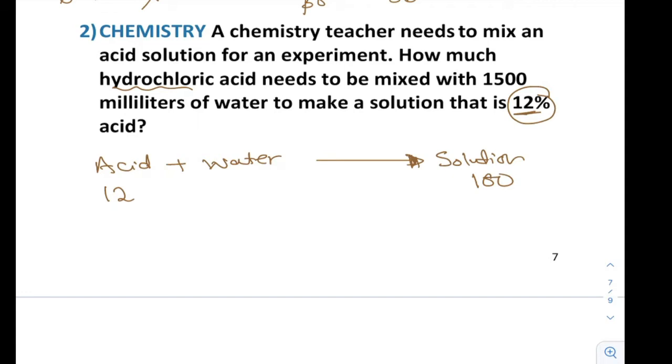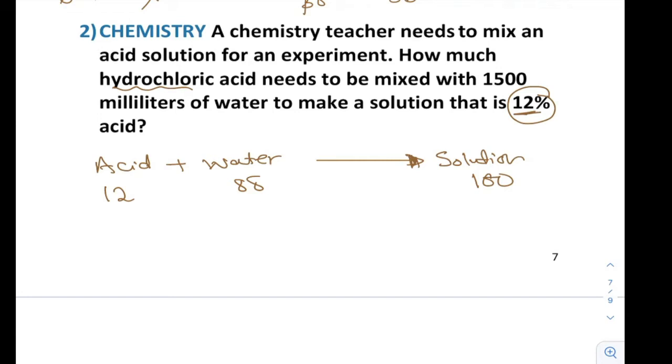So how much is the water? The water will be 100 minus 12, which is 88. Why? Because if you add 12 milliliters plus 88 milliliters, it will form 100 milliliters. So by conclusion, we know that it's 88. We might not need it, but just for your information.